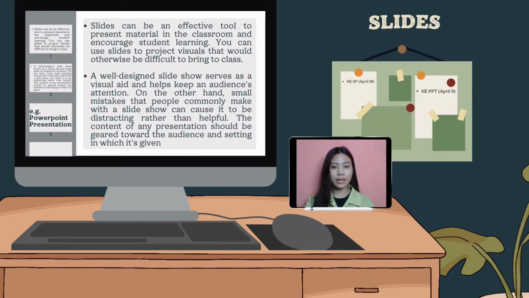On the other hand, small mistakes that people commonly make with a slideshow can cause it to be very distracting rather than helpful. The content of any presentation should be geared toward the audience and setting in which it is given. So for the example of slides, we have a PowerPoint presentation.